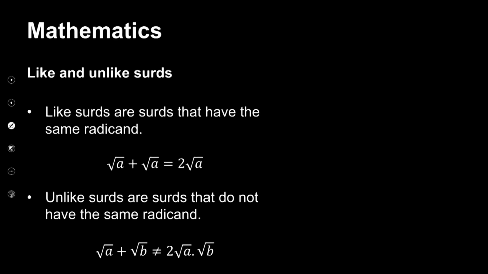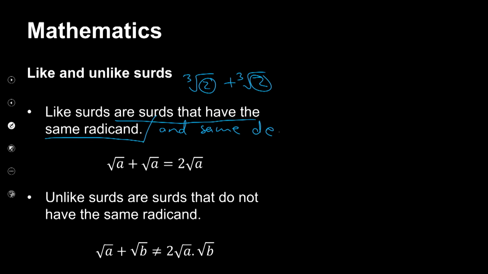We also have what you call the like and unlike surds. What does this mean? The like surds are surds that have the same radicand, right? It's not only the radicand that must be the same, it must also be the degree. So let me also include here, because sometimes people will think if it's the cube root of 2 plus the square root of 2, and they think the radicand is the same, so it means these are like surds. That's not the case. This must also have a 3 there. So I will add as well and say and same degree, right? So same degree of the radicand.